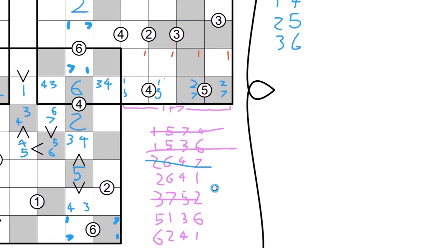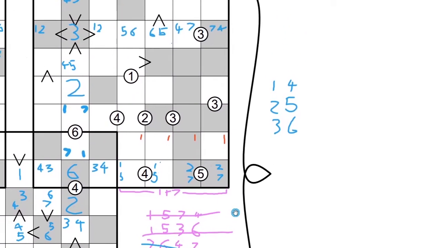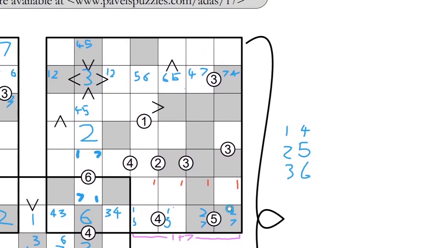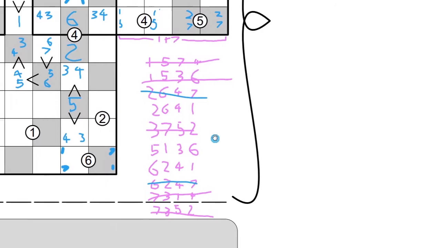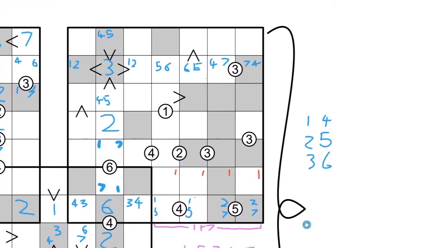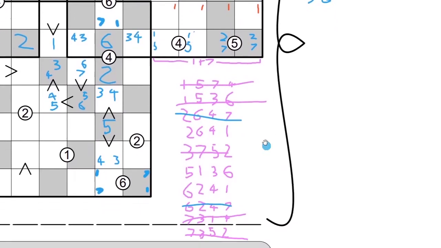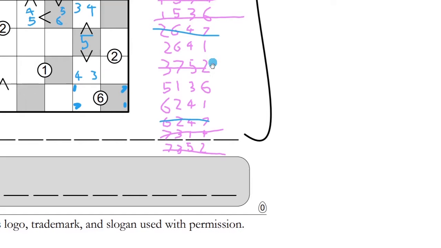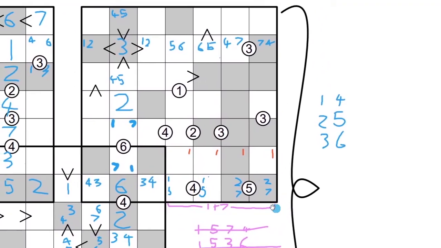7, 3, 1, 4. I don't remember why. Then 5 in the middle, 7, 3, 1, 4. Why is that gone? That is from earlier, right? If I undo. Yep. 7, 3, 1, 4.